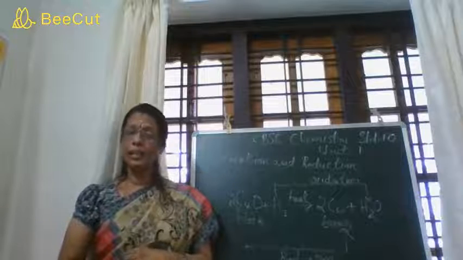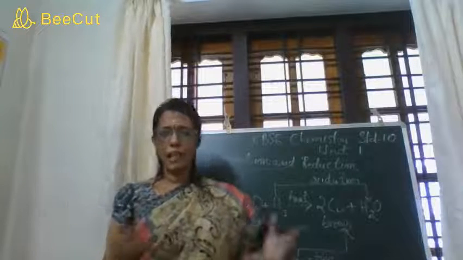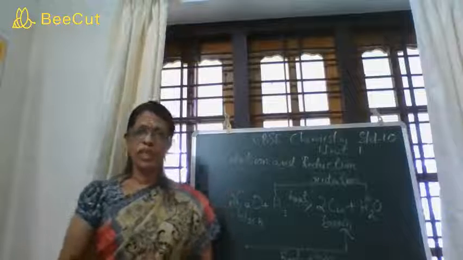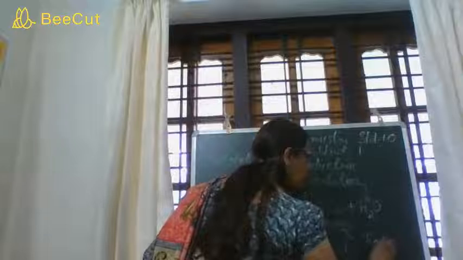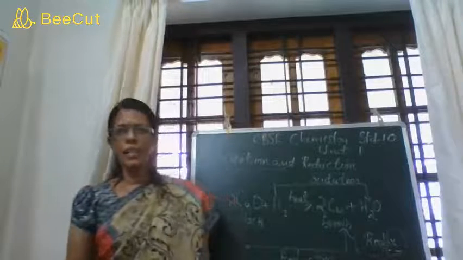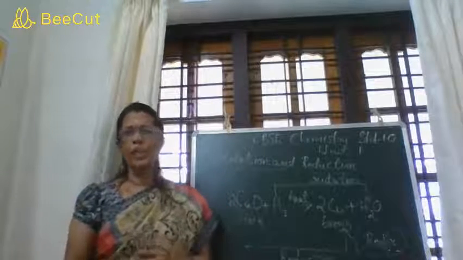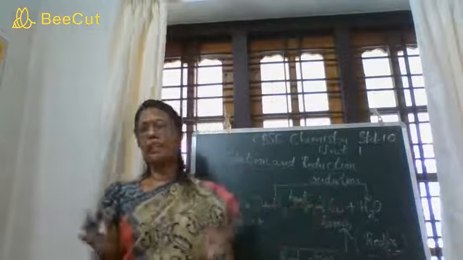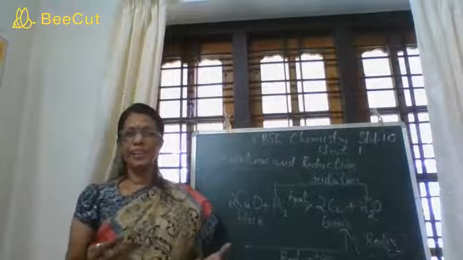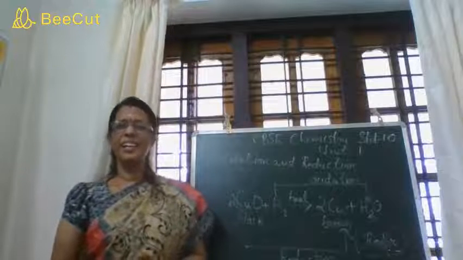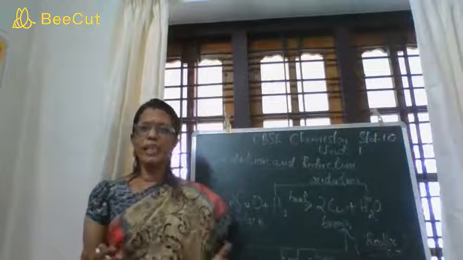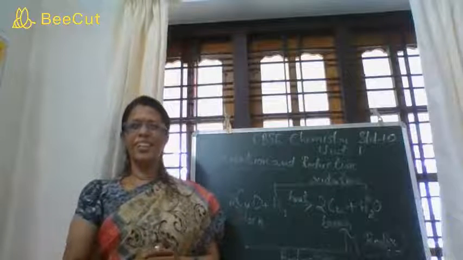A reaction in which both oxidation and reduction take place simultaneously is also called a redox reaction. Redox is a combination of reduction and oxidation. Red plus ox. Therefore, we can define that also. What is a redox reaction? A redox reaction is a reaction in which both reduction and oxidation take place simultaneously. It is called a redox reaction.